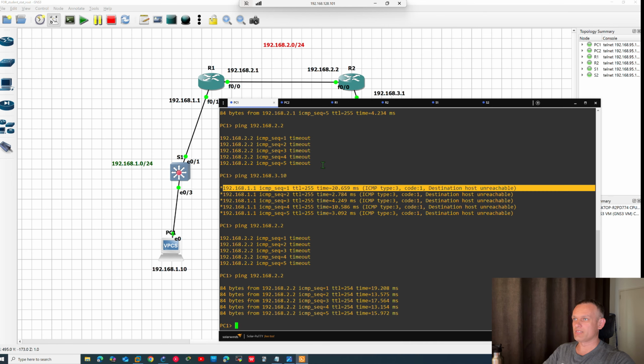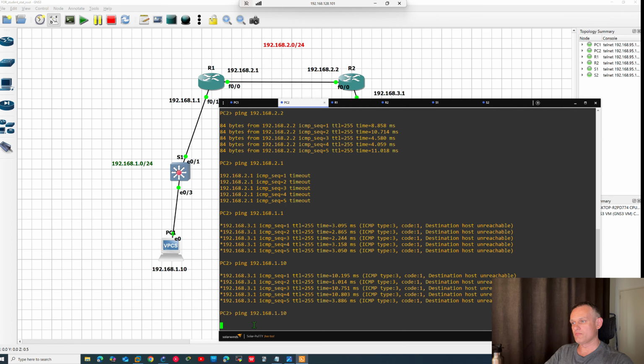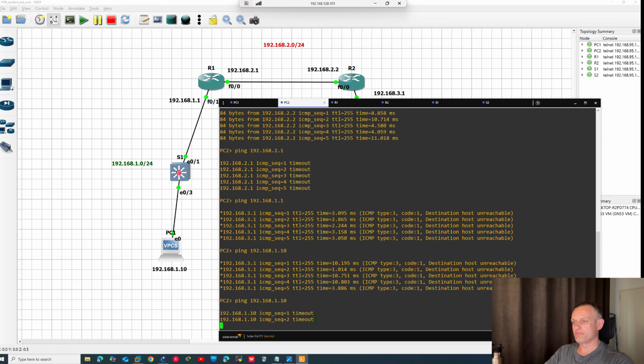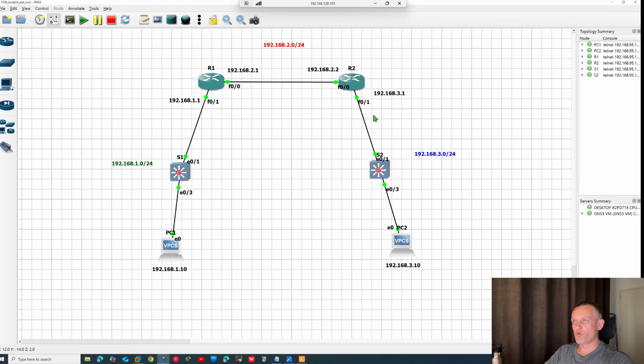Okay, go ahead, let's try on PC2. Destination host unreachable was because the packet was dropped by this router. R2 dropped this packet from PC2. But now we have timeout. Why timeout? Again, we can ping from this router to this PC, but the packet goes here and router 1 drops this packet right here.